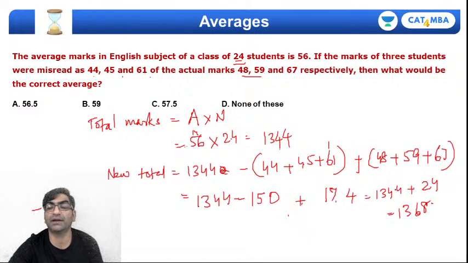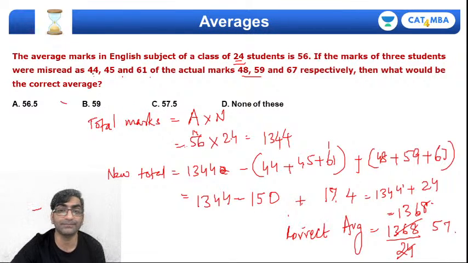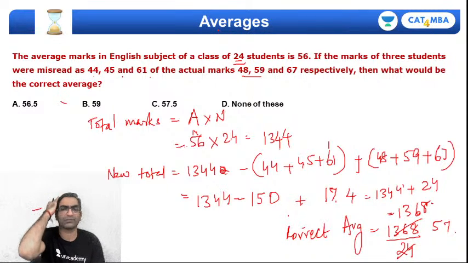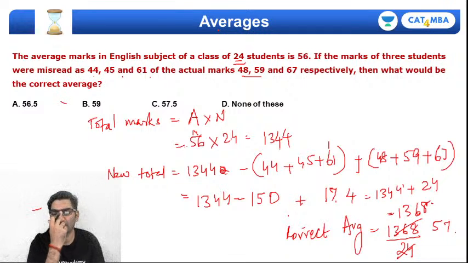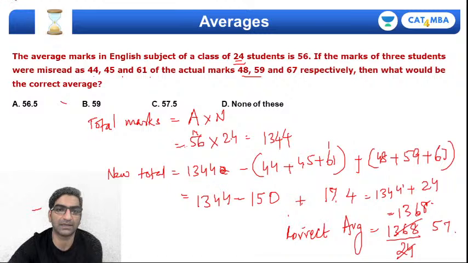Right. So what would be the correct average? The correct average would in fact be 1368 divided by the actual number of students, 24. 24 into 5 is 120, 168. 24 into 7 is 168. So that's clearly option D.